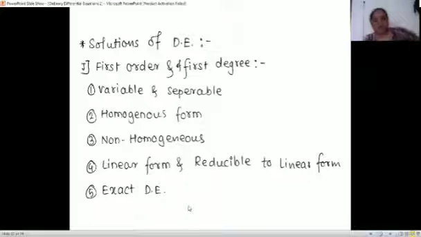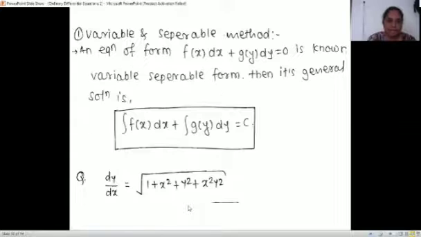Okay, now it is ODE, that is first order and first degree differential equations. There are these methods: variable separable, homogeneous, non-homogeneous, linear, reducible to linear, exact, reducible to exact. We have already seen this. This is the variable separable, and here is the question. We have to solve this. dy by dx is root of 1 plus x square plus y square plus x square y square.